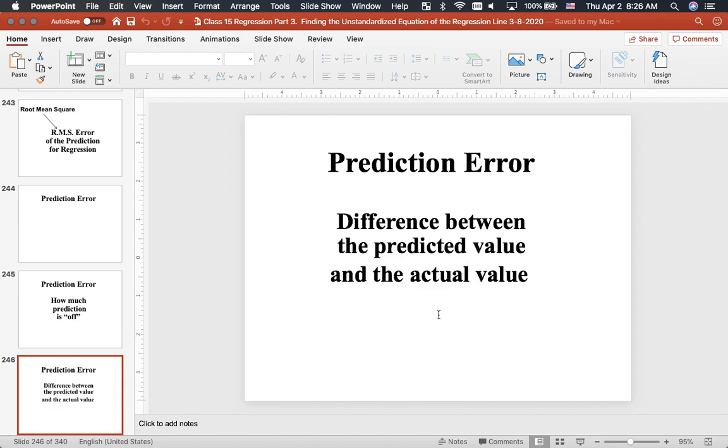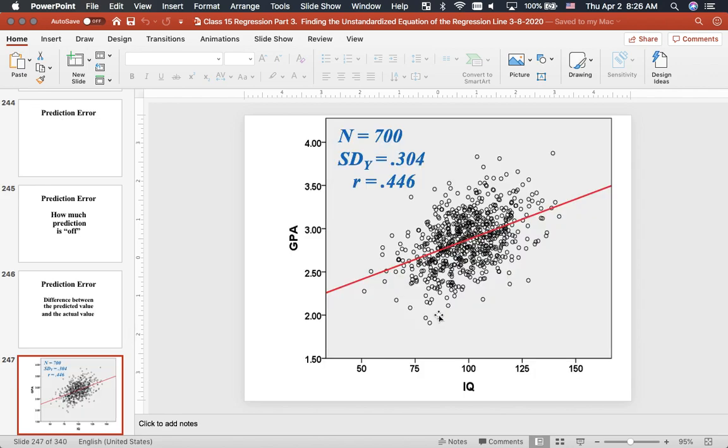So we have a regression line, and not all those points always lie on that regression line. We have a difference between the predicted value and the actual value. So you can see right here, we have the regression line between IQ and GPA. We got a nice scatter plot. You can see that this is 700 people. The SD of y equals 0.304 and the r is 0.446.